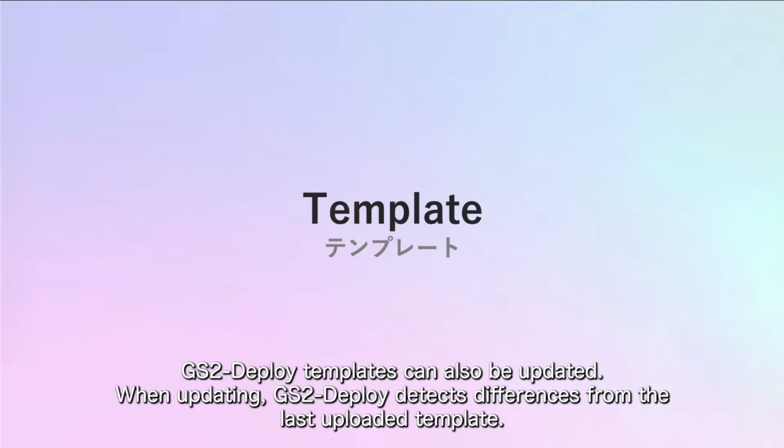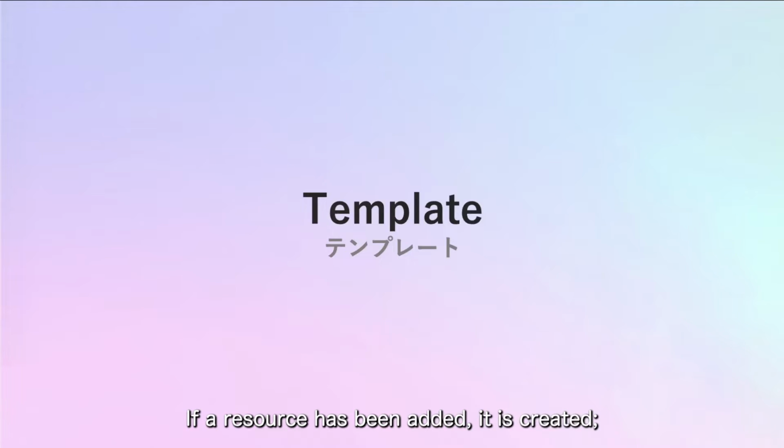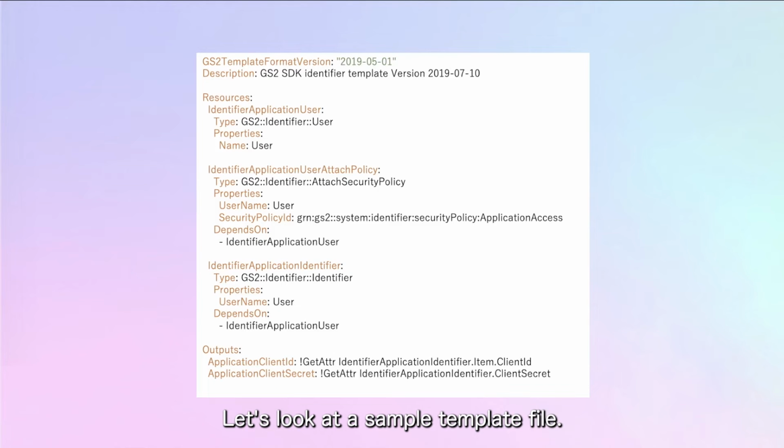GS2 deploy templates can also be updated. When updating, GS2 deploy detects differences from the last uploaded template. If a resource has been added, it is created. If a resource has been updated, it is updated. If a resource has been removed, it is deleted. Let's look at a sample template file.